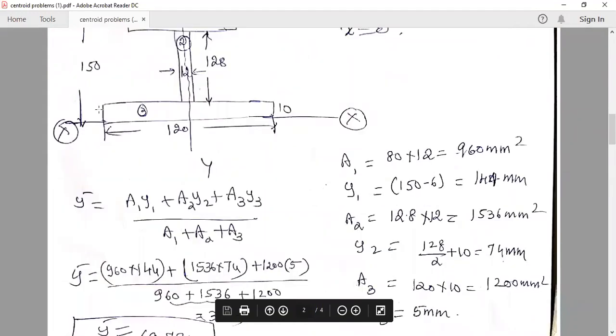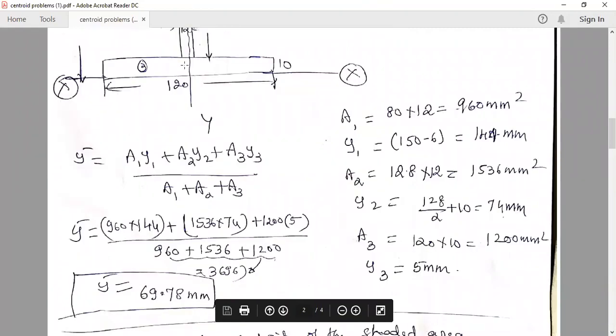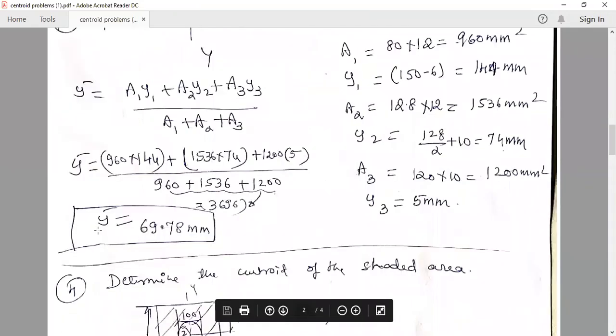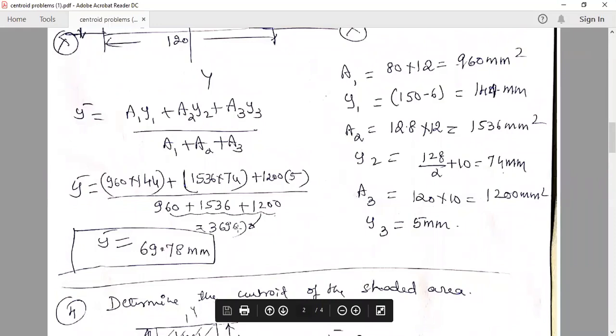Next, A3, area of the third rectangle, 120 into 10. And the centroid of this rectangle with reference to the x-axis is 10 by 2, or 5 millimeter. Like this, you write everything, then substitute in the given formula. A1 y1 plus A2 y2 plus A3 y3 divided by A1 plus A2 plus A3, with the total area 3696, we get total y bar as 69.78 millimeter. Like this, we can solve the problems.